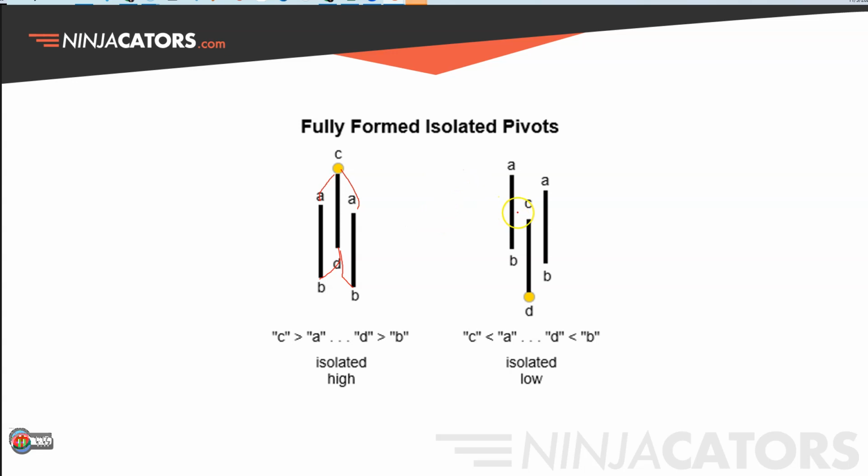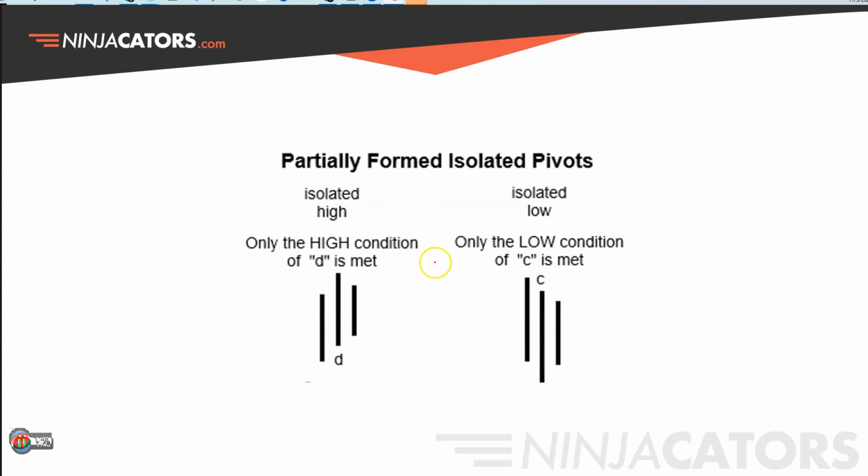The isolated low has a low that's lower than the preceding candle's low and also the following candle's low. And this middle candle has a high that is lower than the high of the following candle and also the preceding candle. So this is a chart that you really want to take a look at, study, and commit to memory so you can identify them on your charts. Now that's the fully formed isolated pivots. Let's look at the partially formed. These also have a role to play, as we'll show you shortly on a live chart.